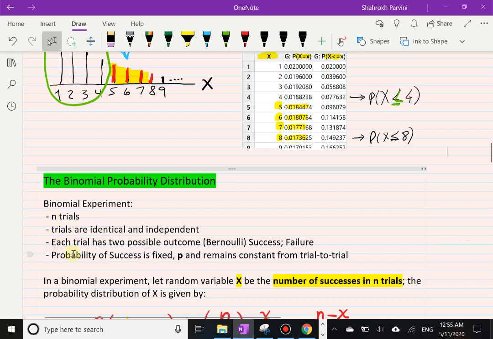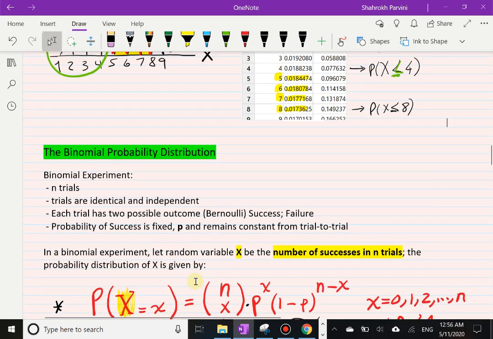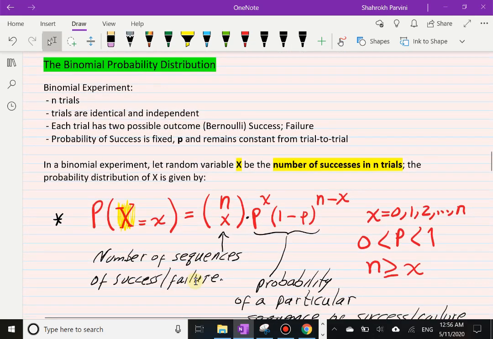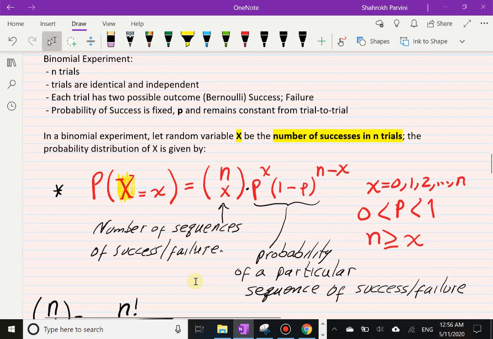Now, suppose we have a binomial experiment and we're going to introduce the random variable x to be the number of successes in n trials. So the probability distribution of x now is given by this formula. Again, don't worry, we're not going to do anything with this formula. It's just for you to look at it. We actually use Minitab to find these probabilities later on.